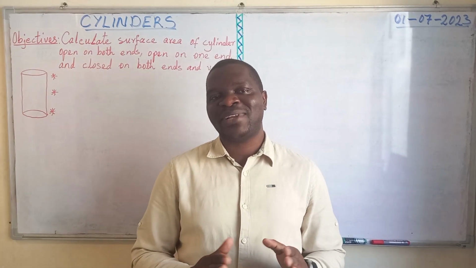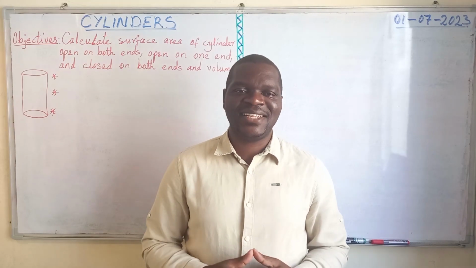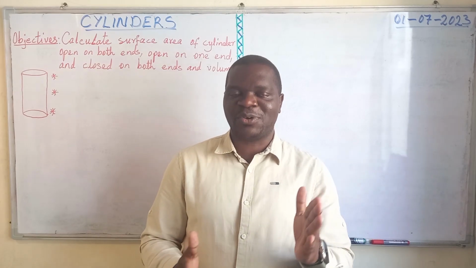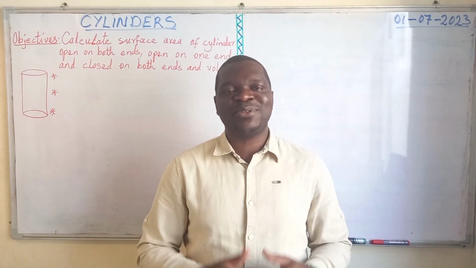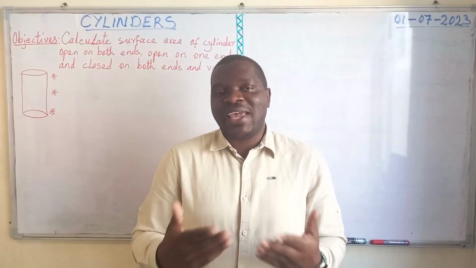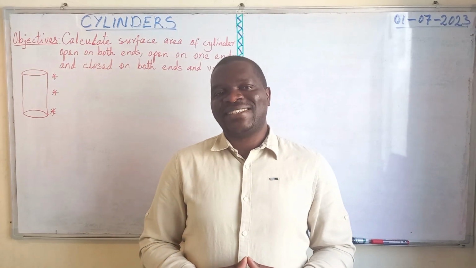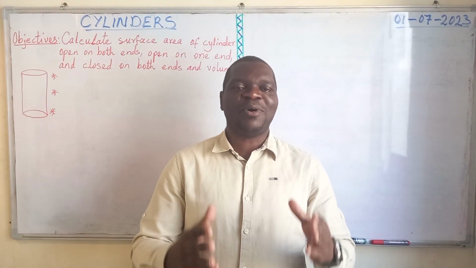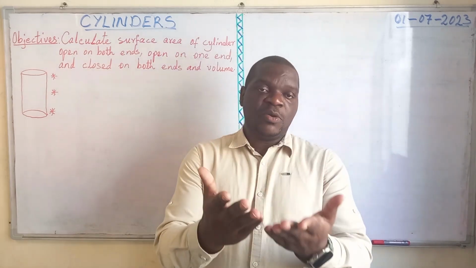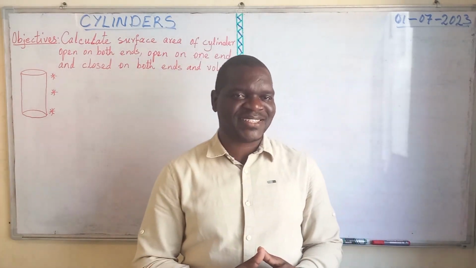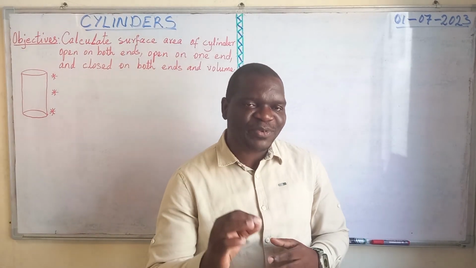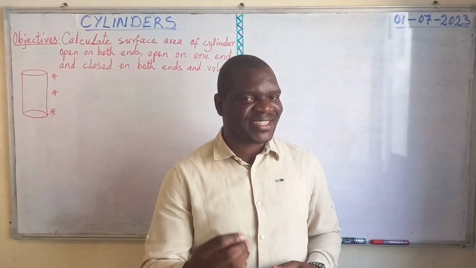By the end of the lesson, we should be able to calculate the curved surface of a cylinder. We should be able to also calculate the area of a cylinder closed on one end. As well, we should be able to calculate the area of a cylinder closed on both ends. And lastly, we should be able to find the volume of a cylinder, or better still, to find the volume of water or liquid that a cylindrical container can hold. Without waste of time, we are going to look at some key facts about a cylinder. Then we're going to handle each of the aspects carefully so that you can better understand with practical examples.